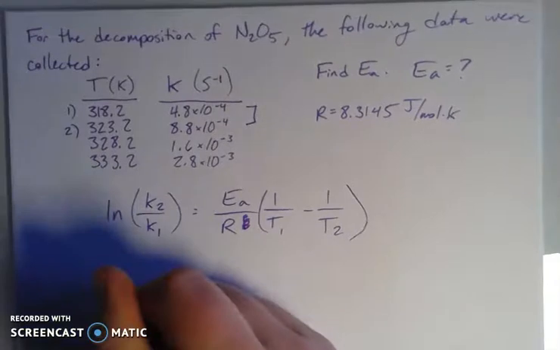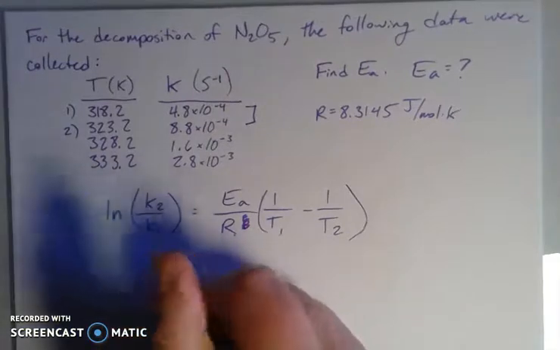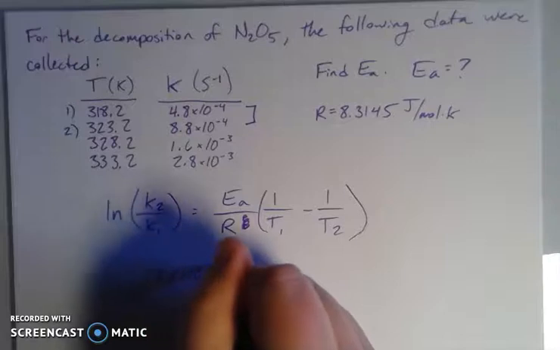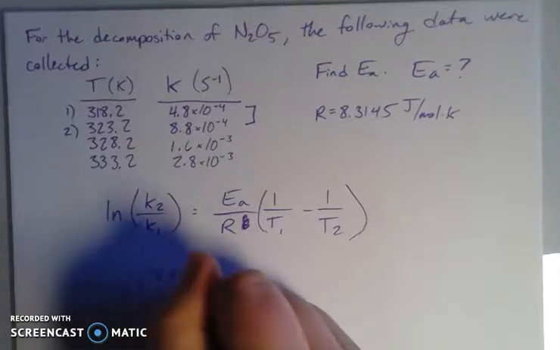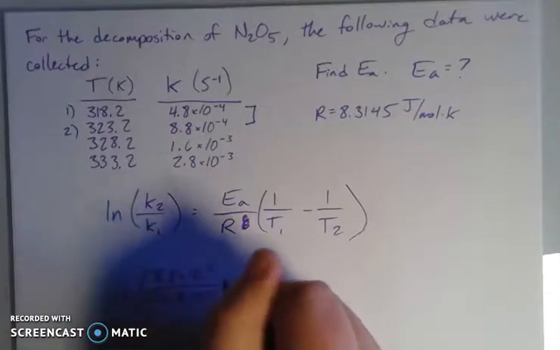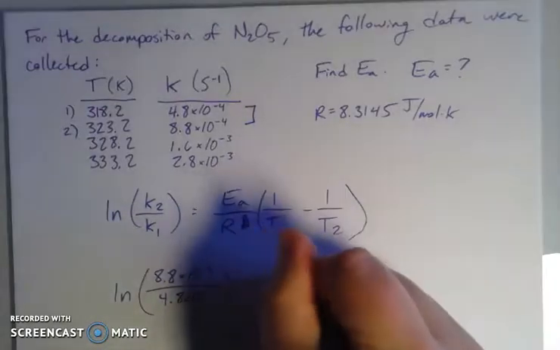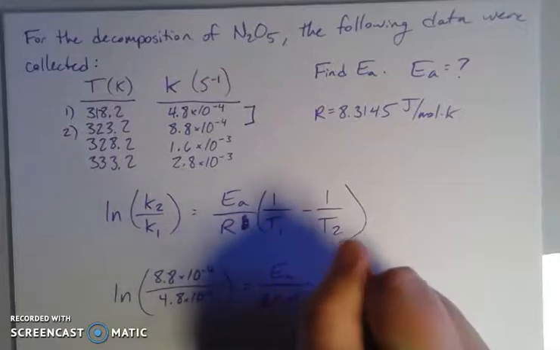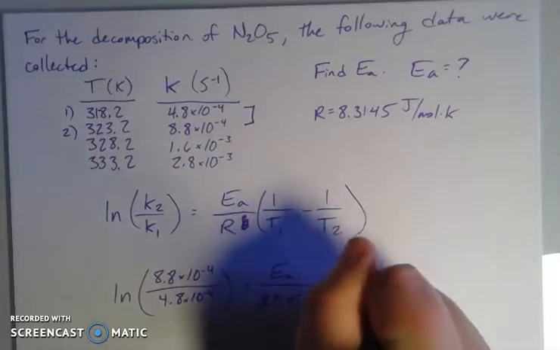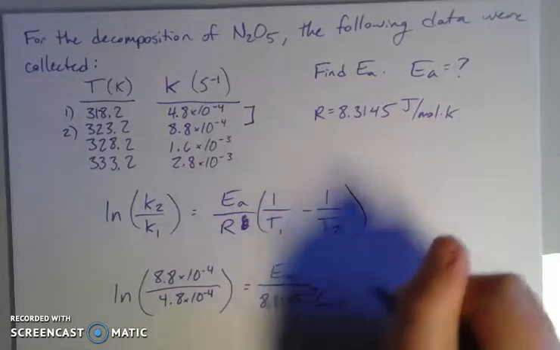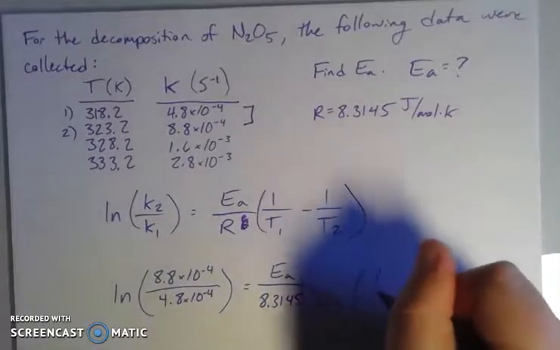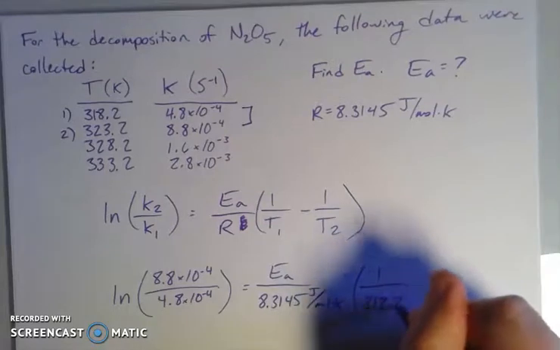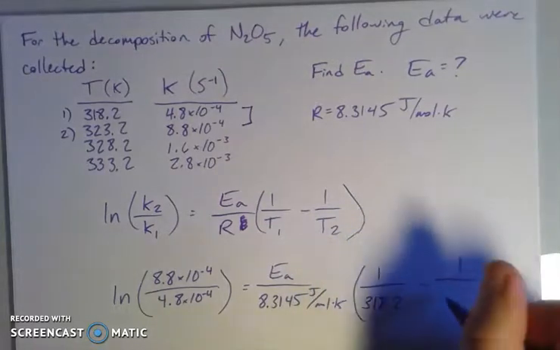So I can take the natural log of my K's here. Let's use my K2 over my K1 is equal to my EA over my R, and then times my temperature. So here's 1 minus 2.